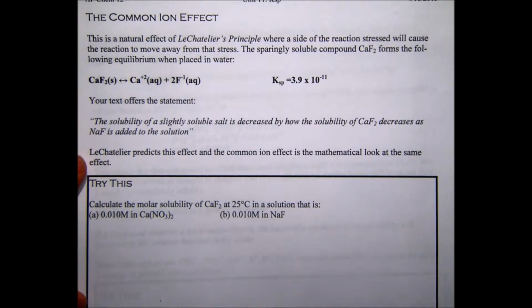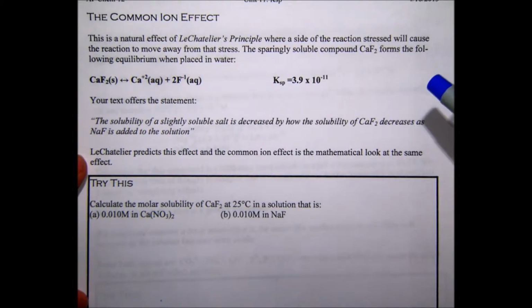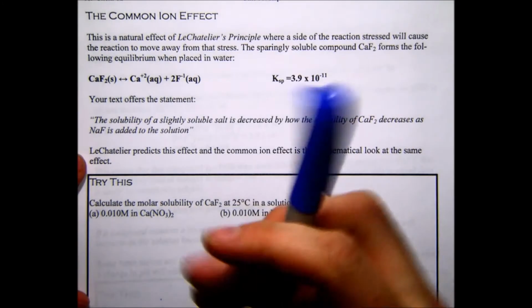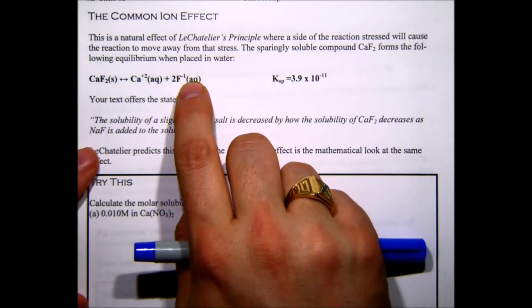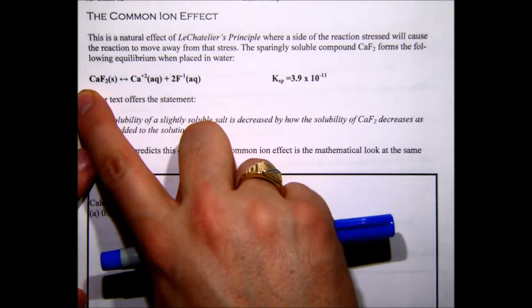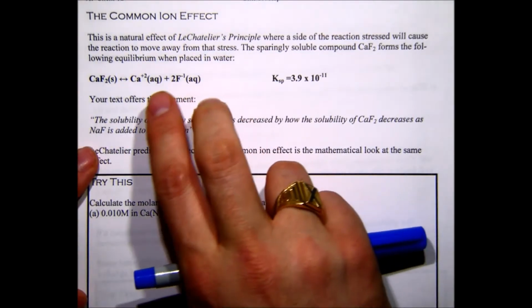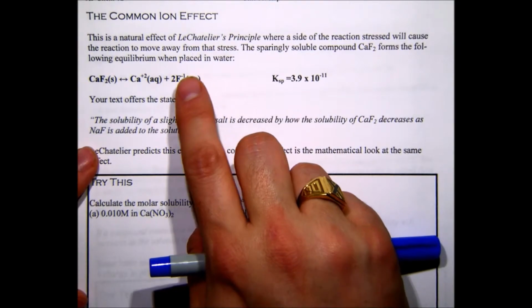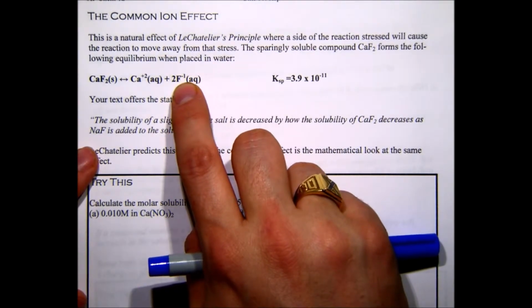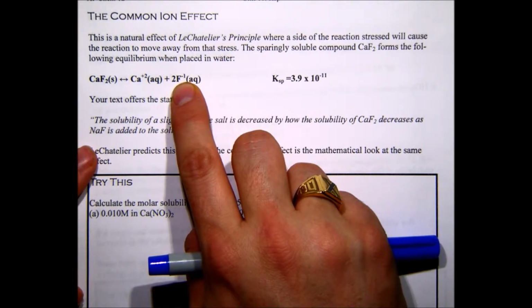So the common ion effect is the quantitative version of Le Chatelier's principle. And what Le Chatelier's principle says is that if you stress the product side, you will force the reaction to move away from that stress, basically going back towards reactants. So the common ion effect says that as you add a common ion, especially in a solubility situation, you're going to make this solution less soluble.